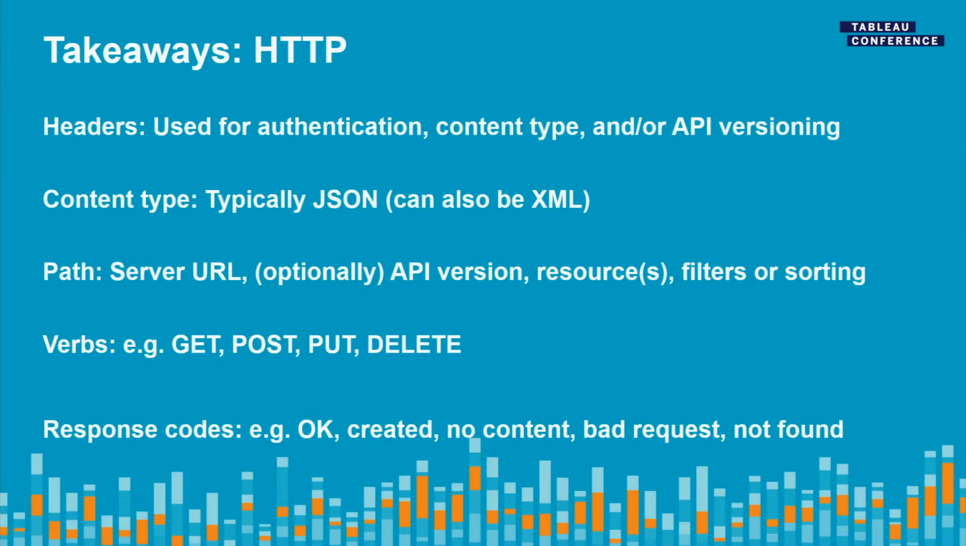So we learned a few things about HTTP here. All HTTP requests have headers. These are used for authentication, content type, and API versioning. That content type is typically JSON these days, but can also be XML. Each endpoint contains a server URL, optionally an API version, the resources upon which you're acting, and any optional filtering or sorting. Each request uses a verb, get, post, put, delete. And all responses contain codes that equate to things like OK, created, no content, bad request, or not found.